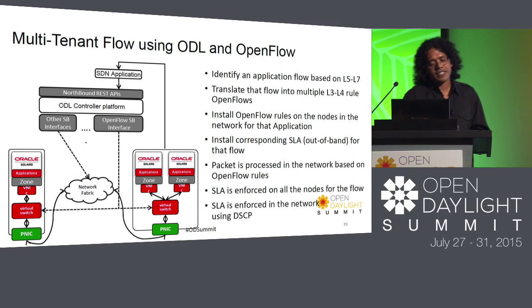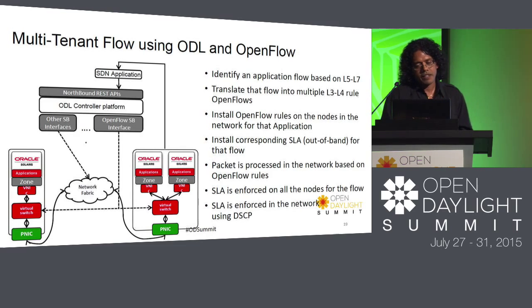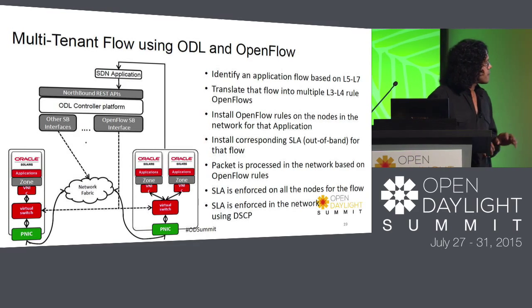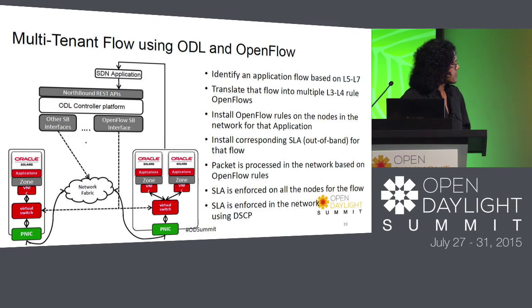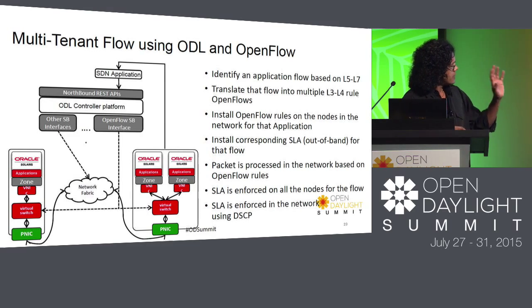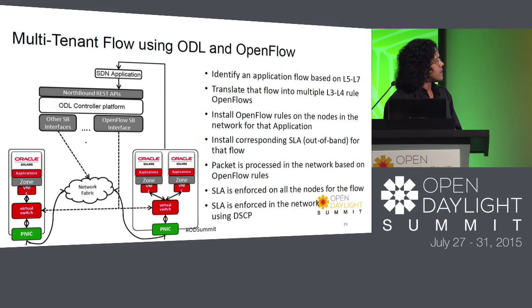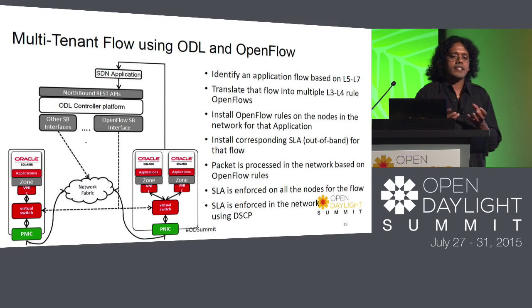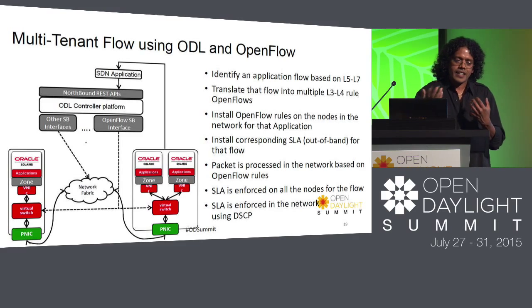So this kind of illustrates what I was talking about. Let's assume there's a VM on the left that wants to talk to a tenant that's on the right. What we want to do is, on the host on the left, identify the tenant. So you get the connection.